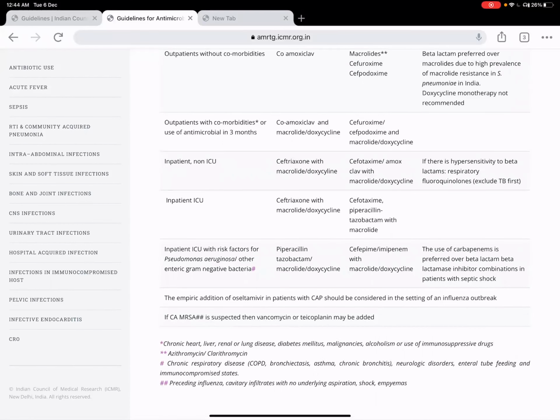Can you give cefoperazone sulbactam? Of course you can give it if you are suspecting. You can give meropenem. You can give Piptaz. You can give ampicillin. Everything can be given, but decide based on the patient. Okay, then skin and soft tissue.